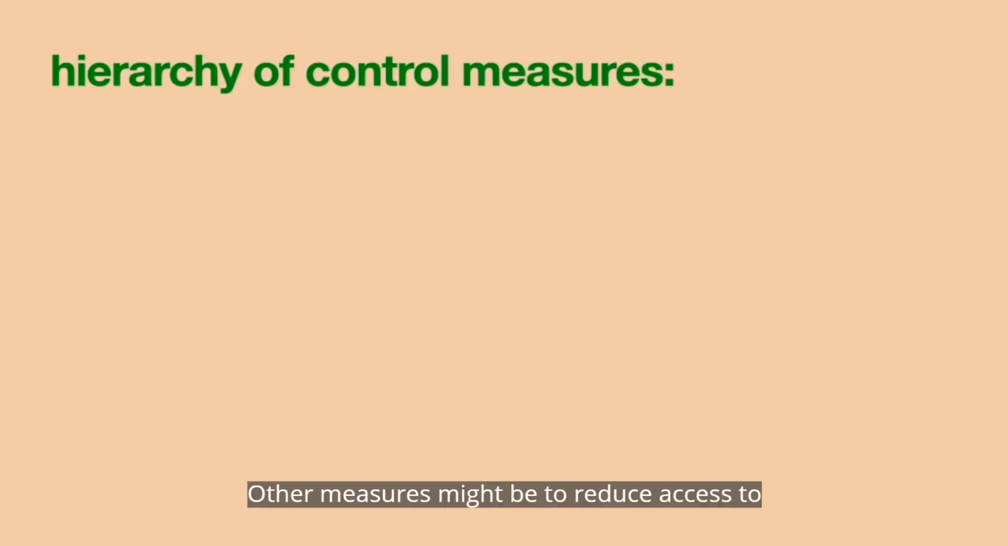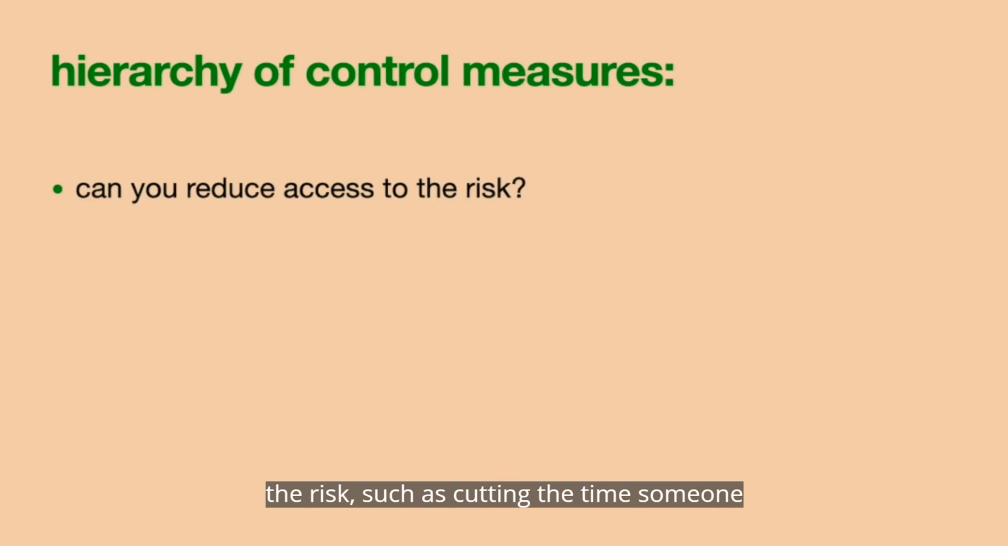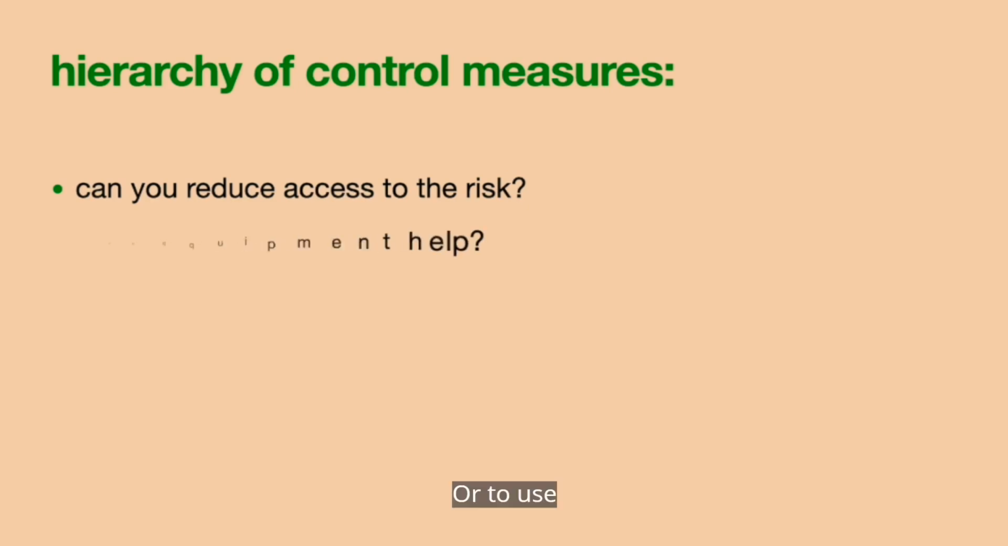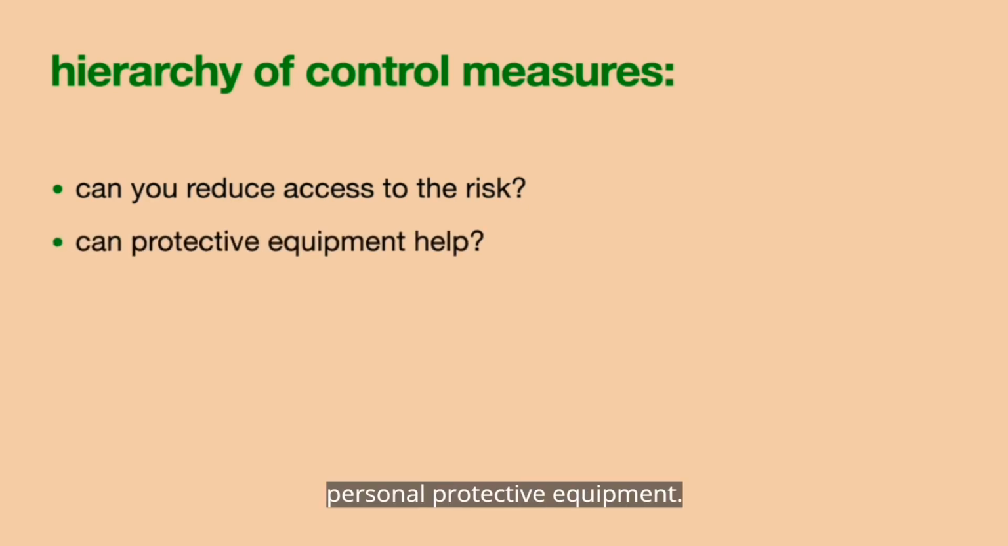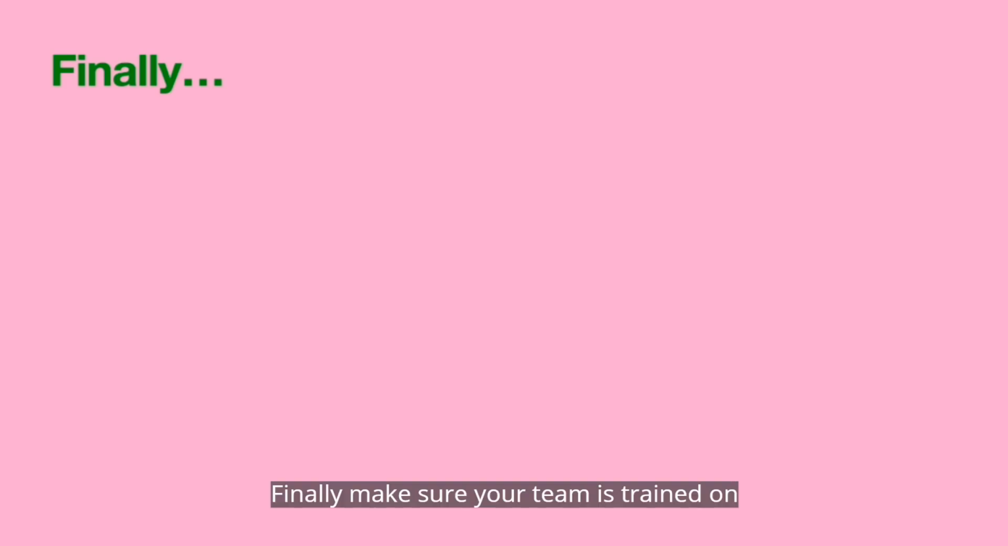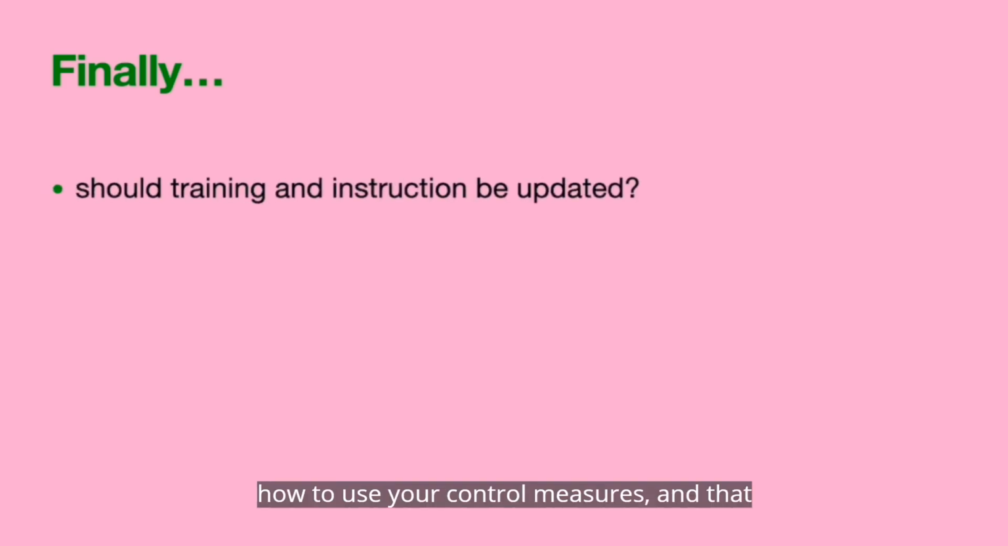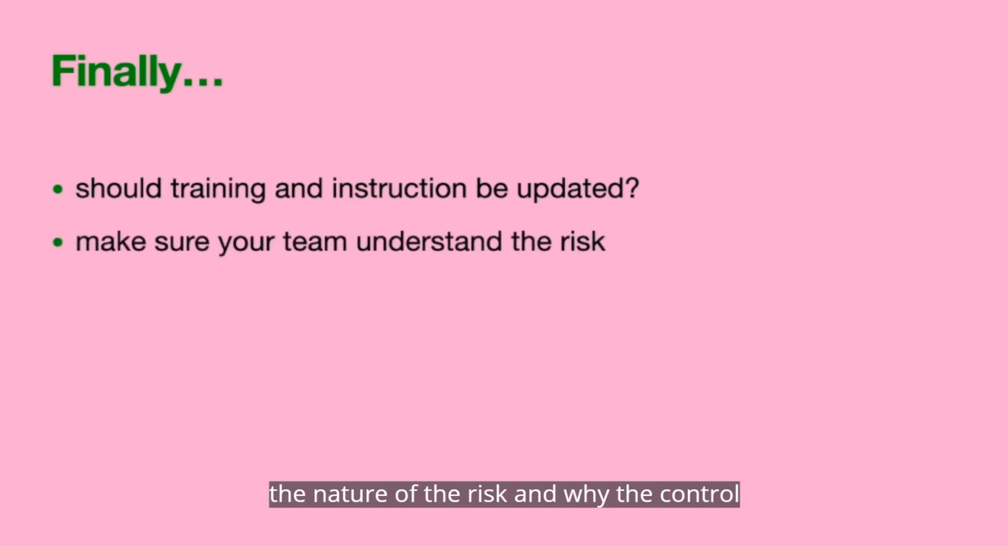Other measures might be to reduce access to the risk, such as cutting the time someone is exposed to the risk, or perhaps using a smaller pool of people, or to use personal protective equipment. Finally, make sure your team is trained on how to use your control measures and that they receive clear instructions on how to mitigate the risk. It is very important that they understand the nature of the risk and why the control measures are necessary.